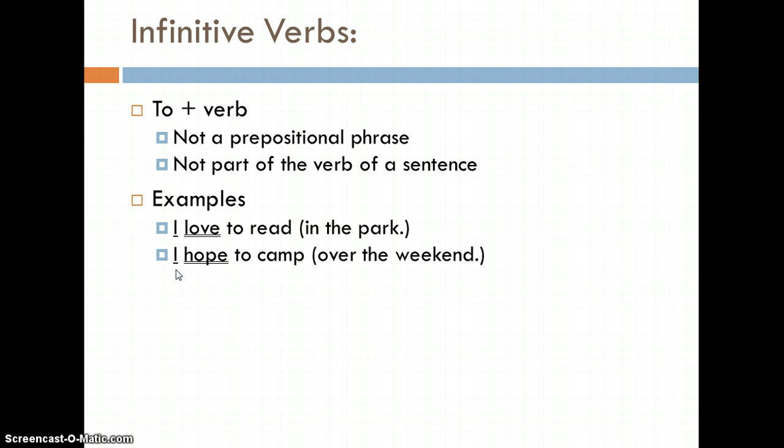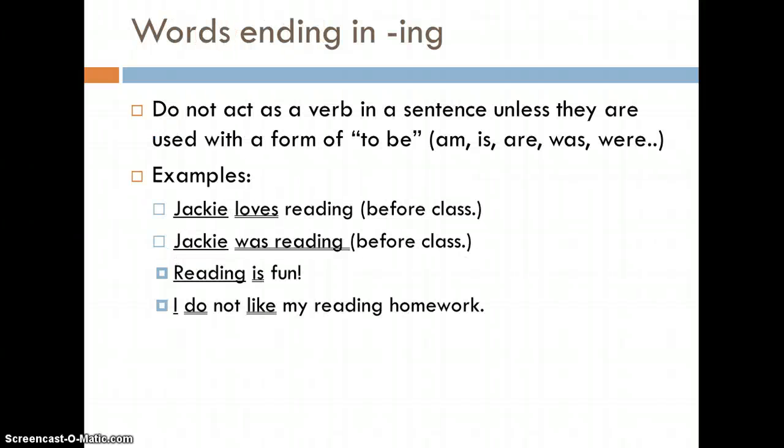So as we go through this process, we eliminate more and more parts of the sentence so that we can focus more easily on the verb and then the subject. One last common confusion is words ending in ing. So this is very important to know because verbs often end in ing. However, they do not act as a verb in a sentence unless they are used with a form of to be. And some common forms of to be are am, is, are, was, were, and so on.